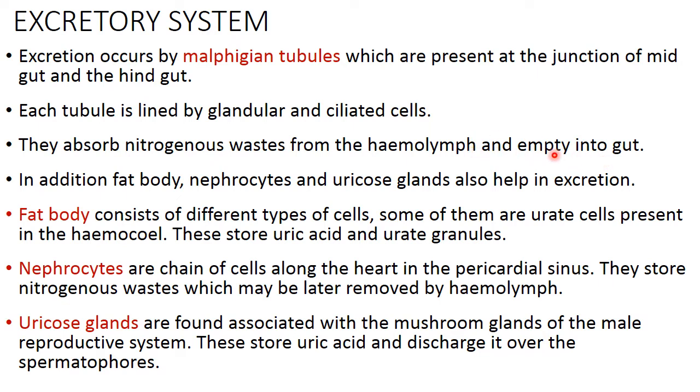Besides this, along with the fecal matter, if you see the cockroach, this nitrogenous waste in the form of uric acid will be eliminated out in the form of a paste. Besides the presence of Malpighian tubules, in addition it has fat bodies, nephrocytes and uricose glands, which also help in excretion.